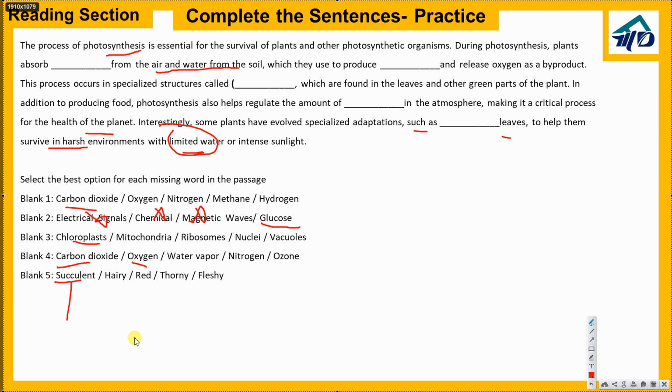Okay. So here, three. First one was very simple. Second one, elimination approach. Even if you don't know glucose, I can still eliminate others. So kind of simple. This one, I knew it. So this one was easy in that sense. This one, carbon dioxide and oxygen, so you need to be careful here. And then fifth one, I knew the meaning of this word.